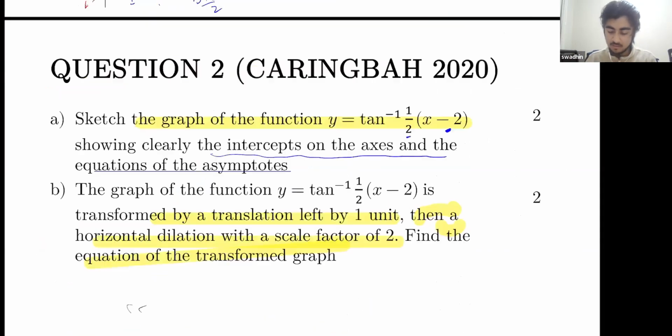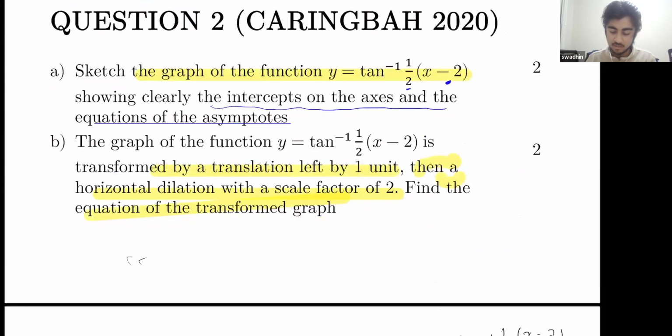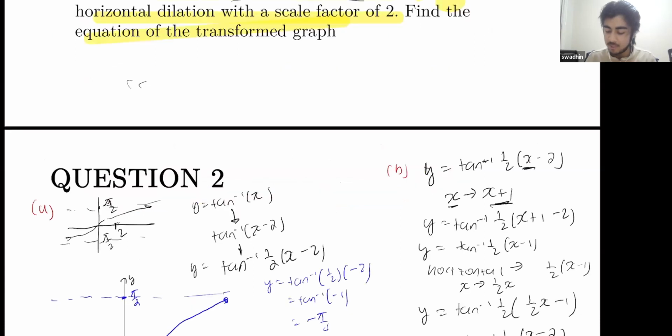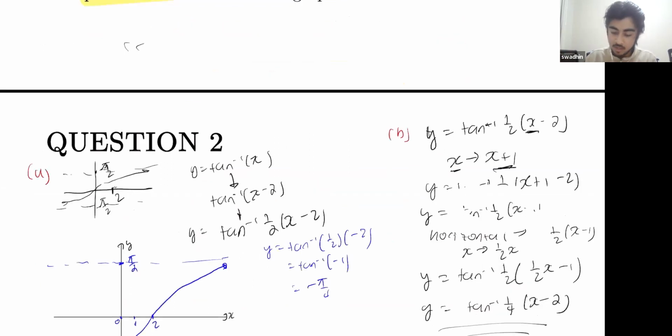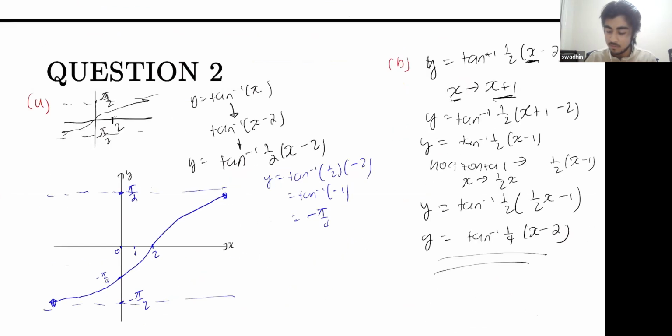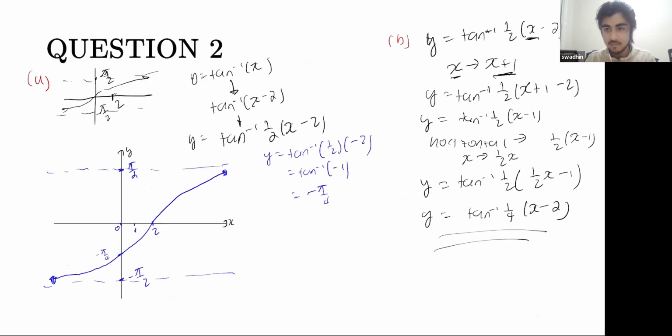So does that make sense? This one was also a generic kind of question. It's just that for part B, you want to look out for which is being applied first. So remember, we saw that the translation was applied first. That's why we did the translation first. Then we saw that the horizontal dilation was applied. After we obtained the equation for the translation, we made the horizontal dilation. Does that make sense?